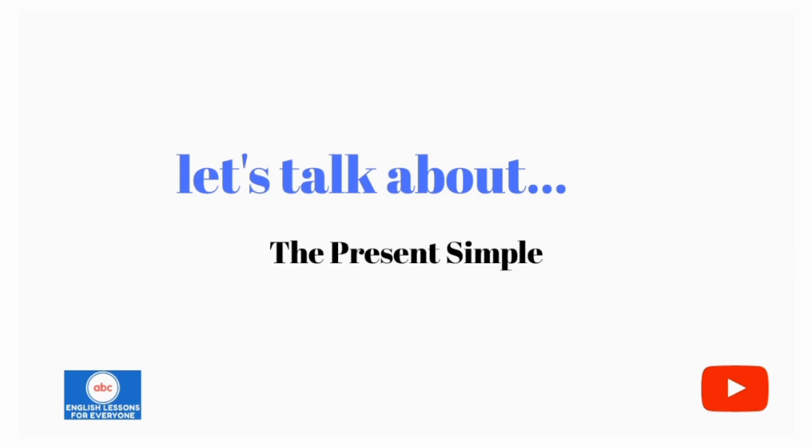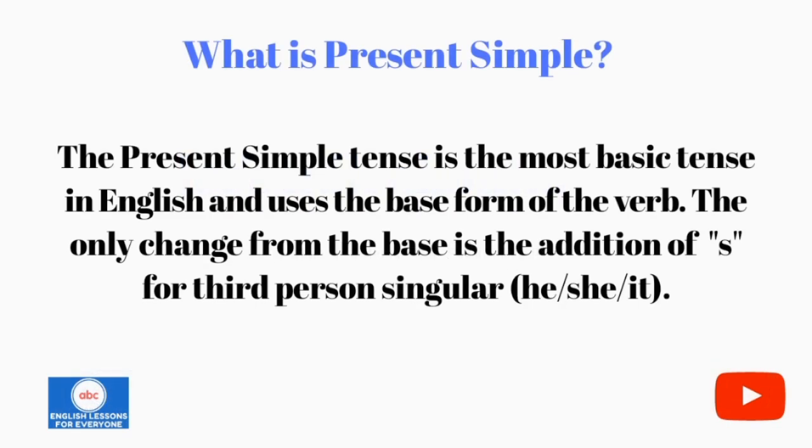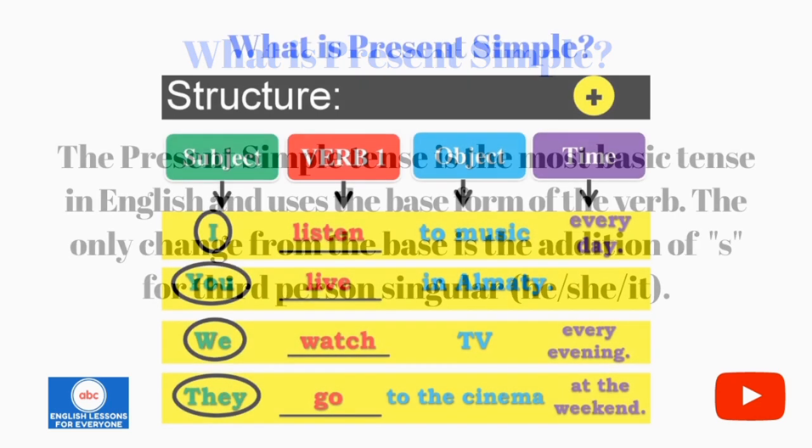So today we want to talk about the present simple. So what is the present simple and when should we use it? Let's start with what the present simple is. The present simple tense is the most basic tense in English and uses the basic form of a verb. The only change from the base is the addition of s for the third person singular: he, she, it.